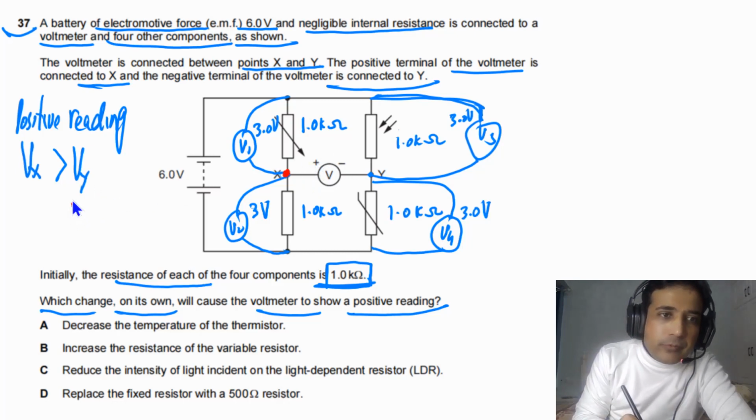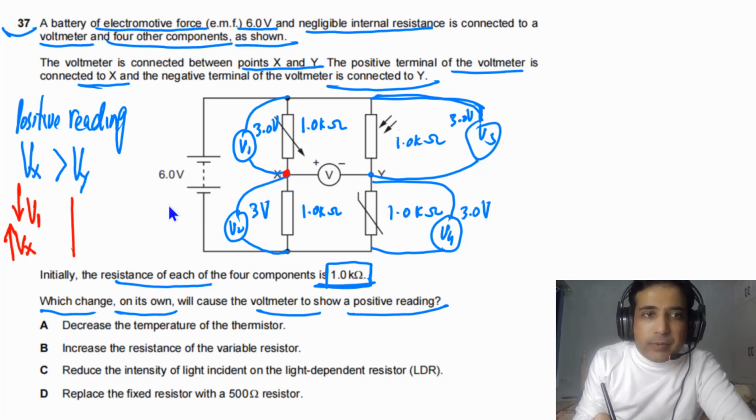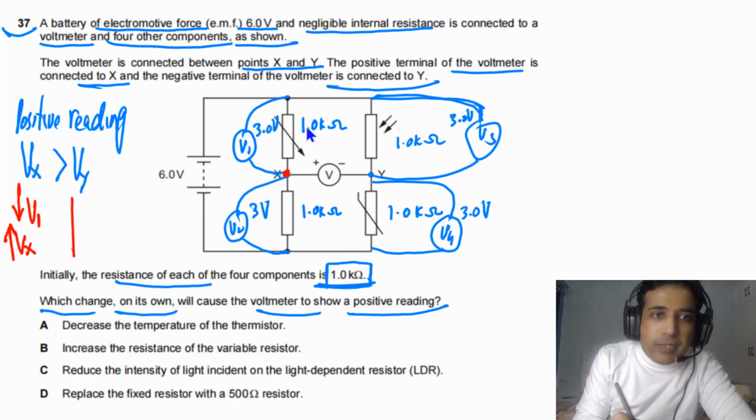So I will be writing here. We have two ways. One, if V1 goes down, then Vx will go up. So Vx will go up. So this will be more positive than this one. And this can be done if resistance of this resistor goes down. So we can say if resistance of this resistor goes down, then V1 will go down and Vx will increase. So this is one way.